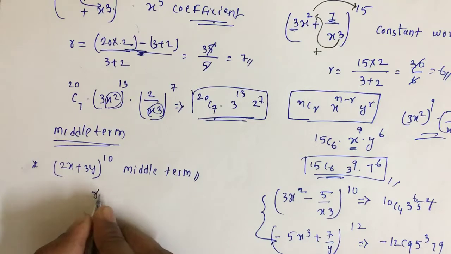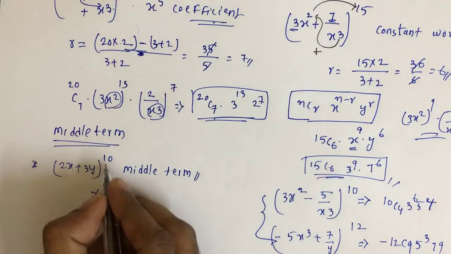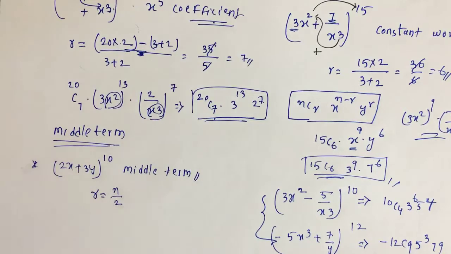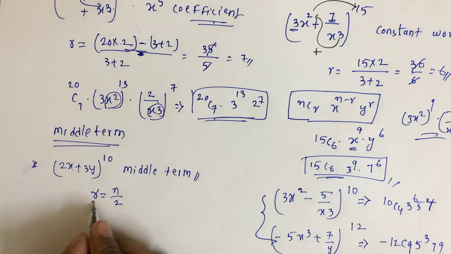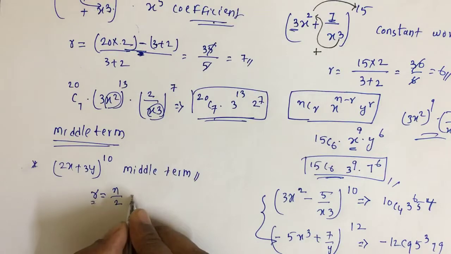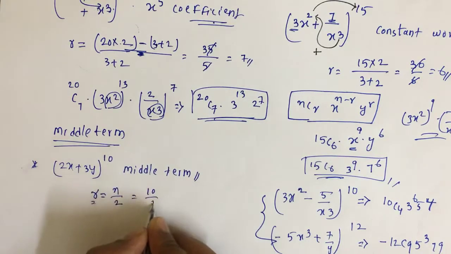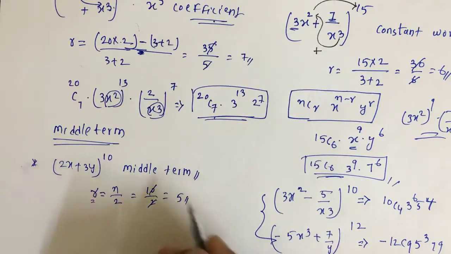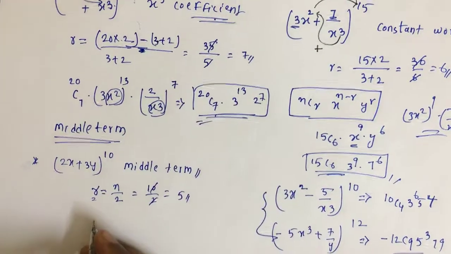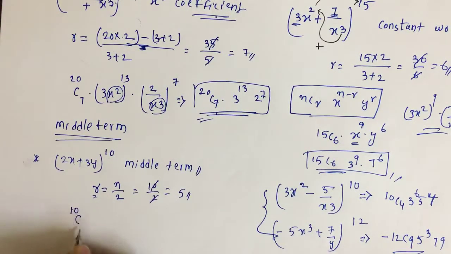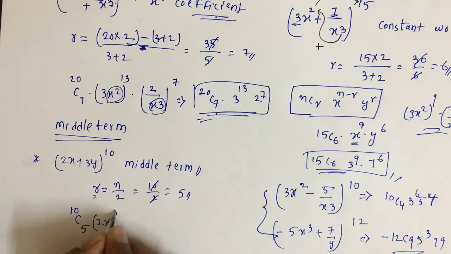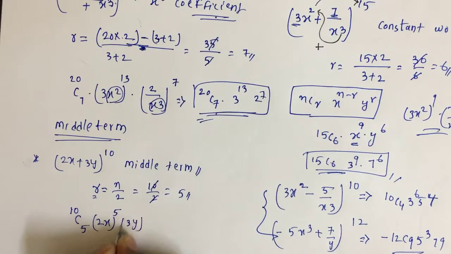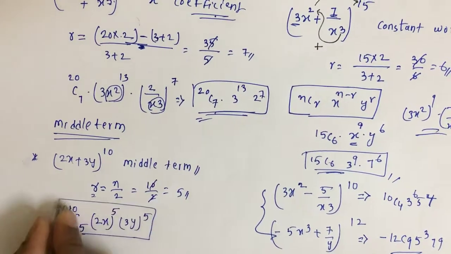So here, how will you calculate the r value? The r value is nothing but n by 2. When you are calculating the middle value, first you have to calculate the r value. R value equals n by 2. So what is the n value here? 10. 10 by 2 equals 5. Now you will write this form. So now see, 10C5, 2x to the power 10 minus 5, which is 5, 3y to the power 5. So this is the answer.